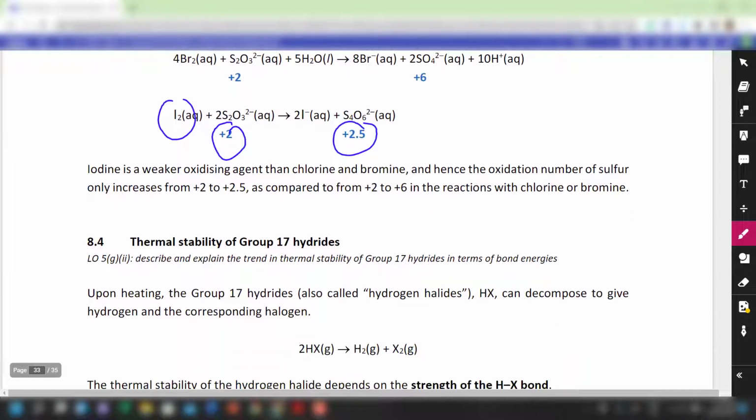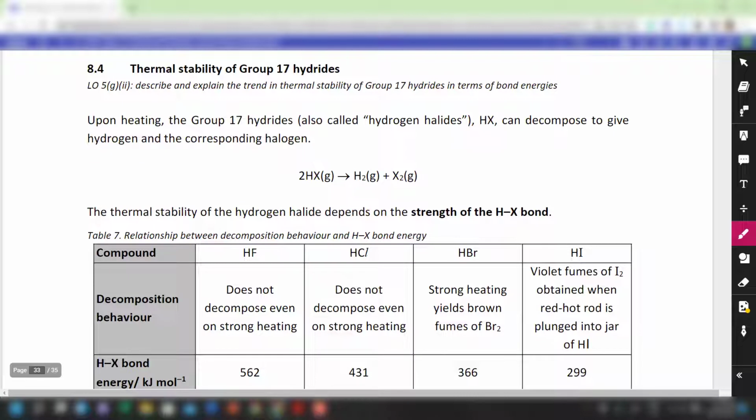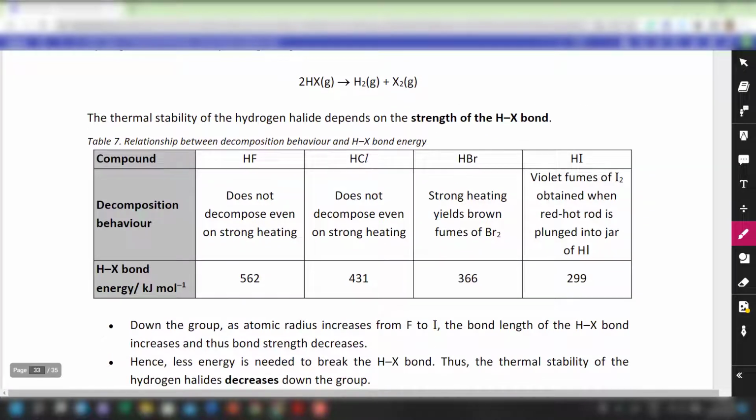We can easily understand this again from the reduction potential values, so I don't think we need to go into details. Finally, for 8.4, we have the thermal stability of group 17 hydrides. The reason why we mention this is simply because there is a learning objective talking about it. If not, in most cases, we will not even mention them, because this chemistry is already pretty old. But you have to be a little bit careful, because over here we are talking about the HX covalent bond strength. You are able to get all these values from the data booklet.